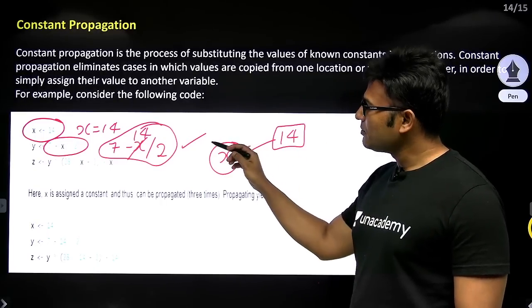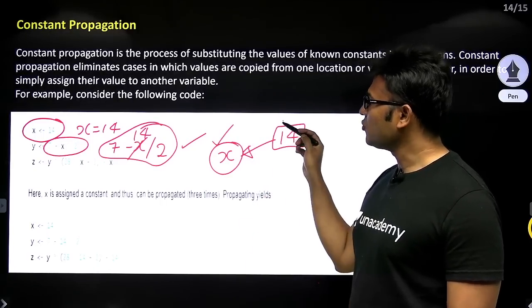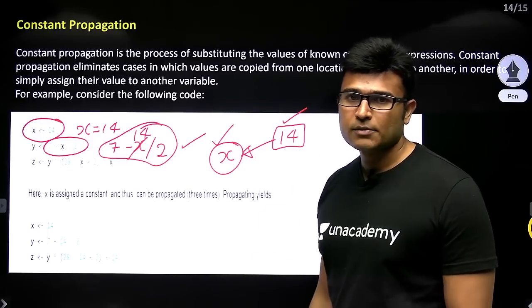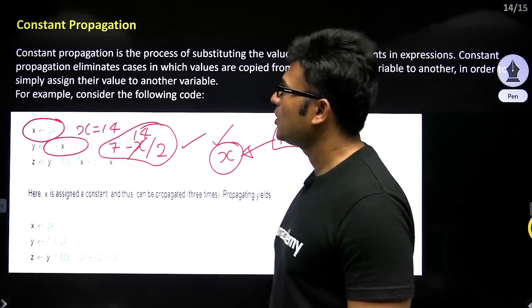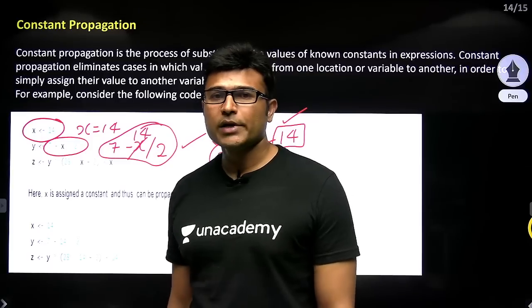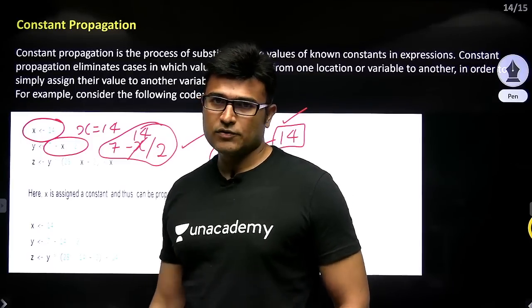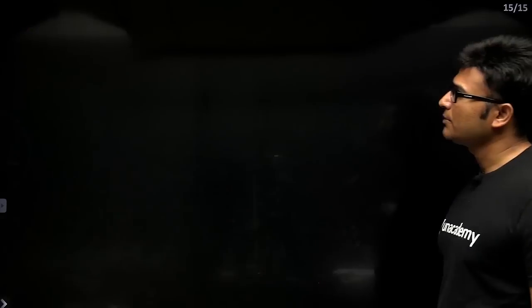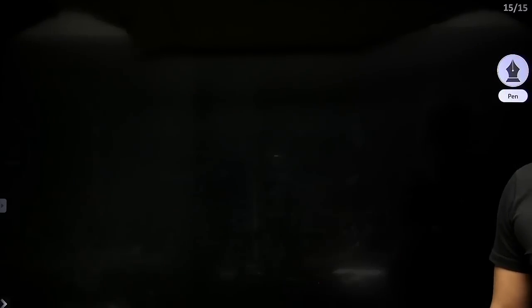But if you can replace all the occurrences of x with 14, that actual time can be saved. So that is constant propagation. So constant propagation is not a very important topic. You might not get any questions from it, but still it is important that you know about it. That's it. Thank you.